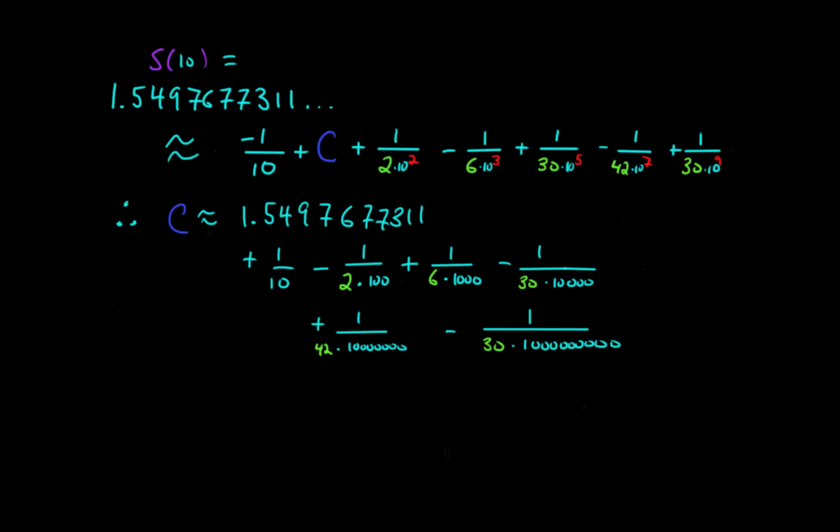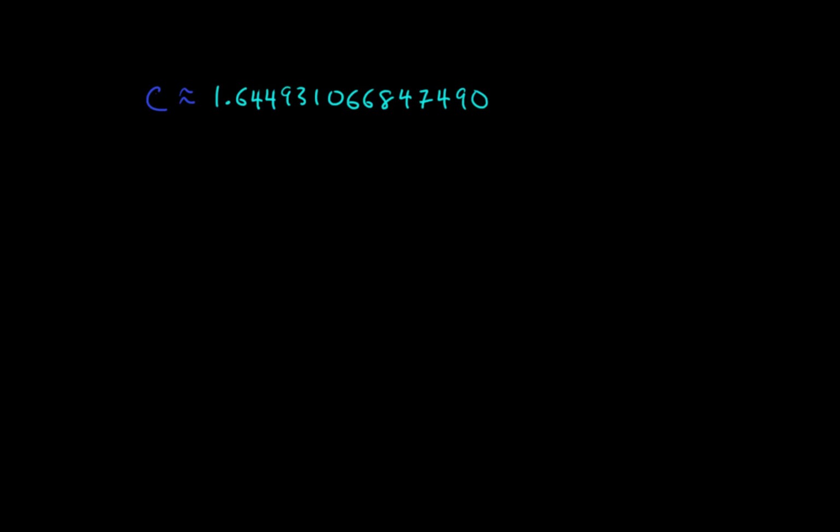And when we manually punch those digits into the calculator, we find that c is approximately equal to 1.644931066847490. Well, we know that c should equal pi squared over 6, so just how good of a numerical approximation is the Euler-Maclaurin summation formula giving us? And the answer is incredibly good.